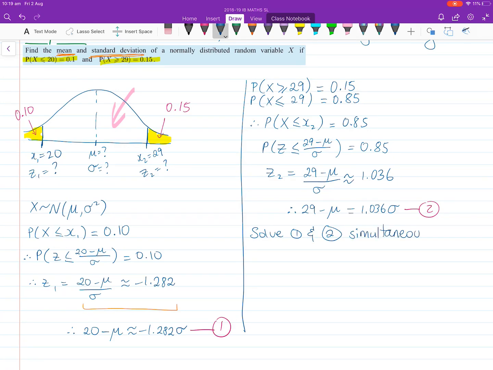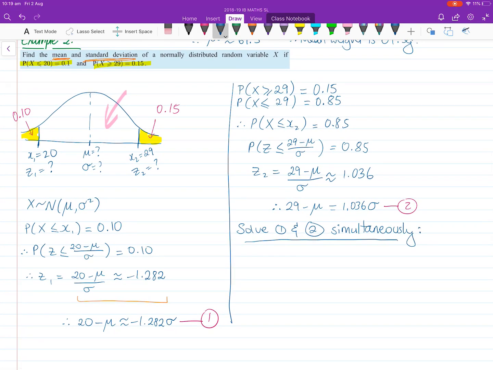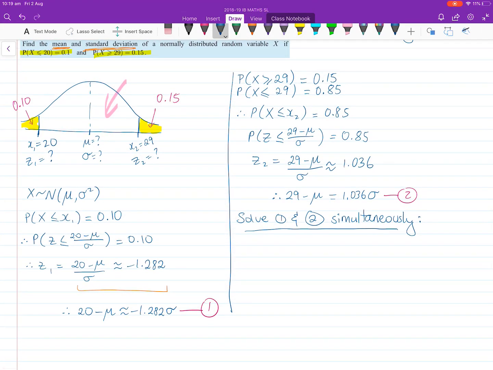So I'll do the algebra for you guys. Just take care in your work, because it's a shame to lose marks on just the algebra stuff, which you've done so many times in year 10 and 11. So make sure you are just careful with your work. If we put it together, you can use substitution or you can use elimination, either way. Let's do it by elimination.